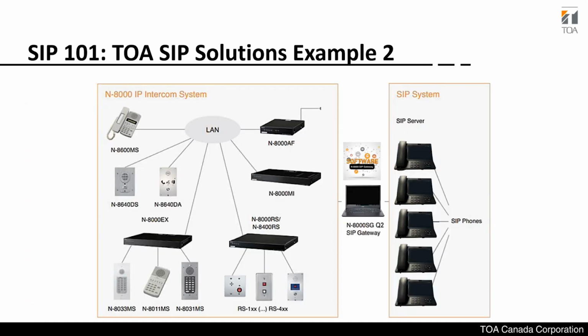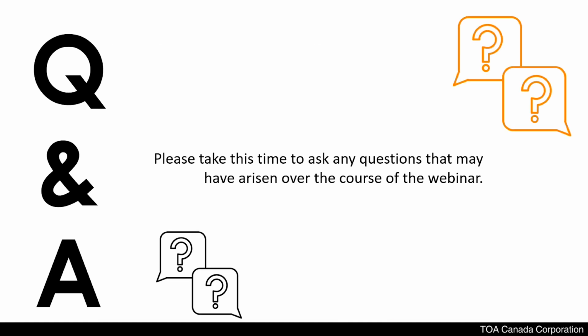Another example that we previously touched on is the N8000 IP intercom system on the left. In the middle is the N8000 SG software, which can run on any mini PC. And on the right are your SIP phones that can already be in place in your network, and you want to use your SIP telephony to do paging and two-way communication in N8000. Oh yeah, I think that's it.